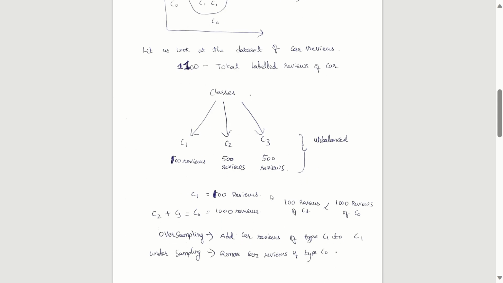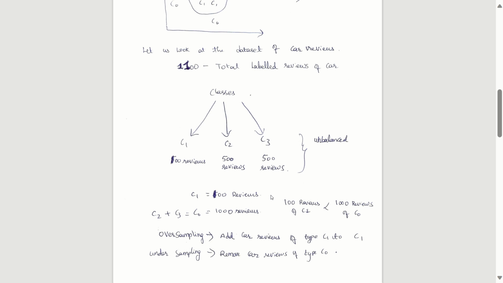So there is an imbalance. You can already see that one car review has less and another has more. So the weight is not balanced. We have to use some techniques in order to have a balanced data set. This can be achieved by using oversampling and undersampling techniques.